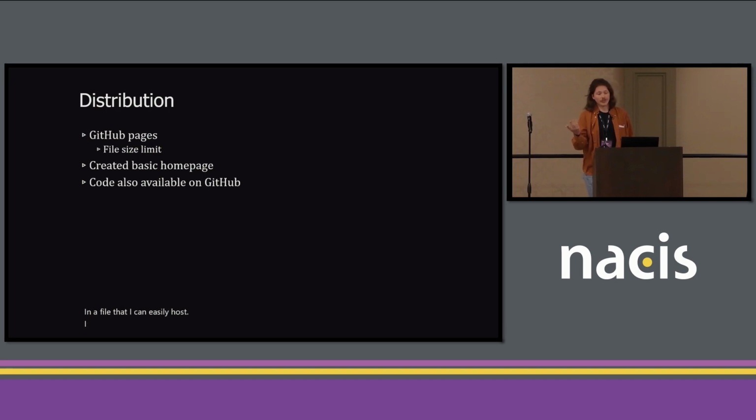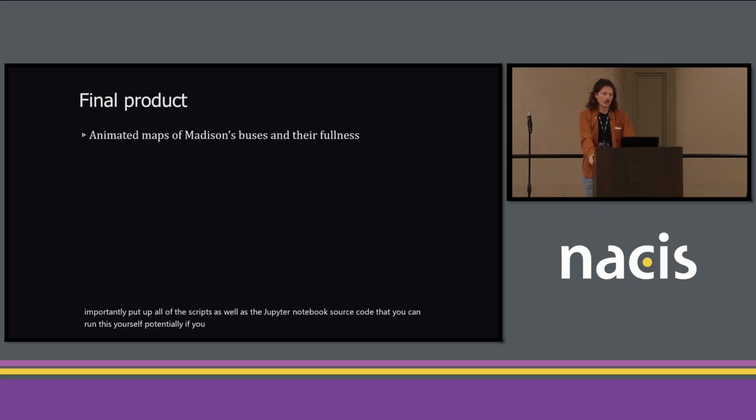I also then threw together a little basic homepage to allow you to click through them, and importantly, put up all of the scripts as well as the Jupyter Notebook source code that you can run yourself, potentially, if you are interested. So yeah, the final product is a suite of animated maps of Madison's buses, showing their fullness and where they are at a certain time.